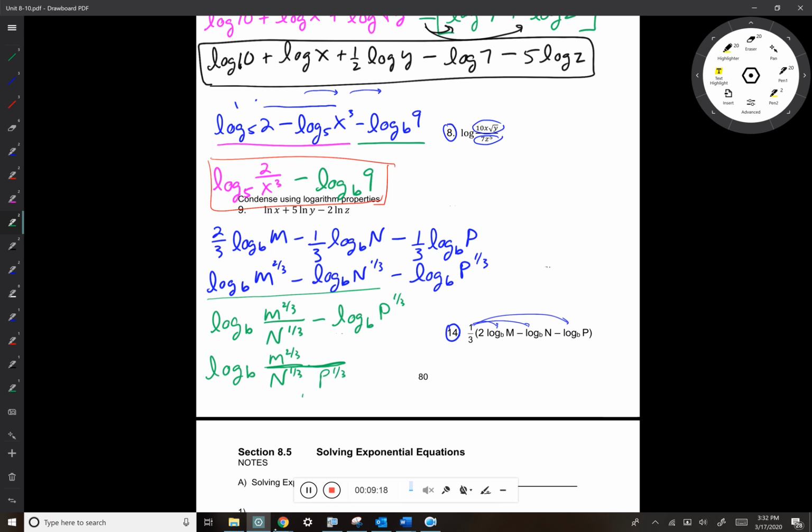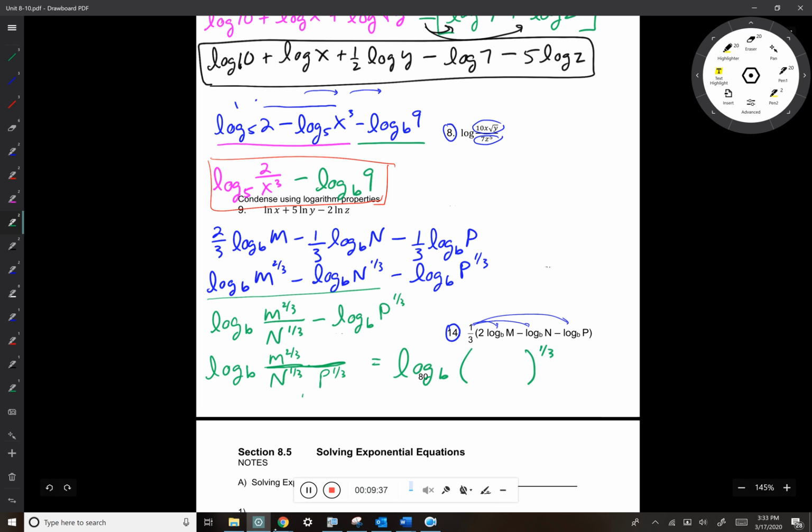Now some of you were saying, hey, that's not what you had for your answer. Well, yeah, it kind of is, because if they all have a 1/3, can't I think of that as log base b of this whole thing to the 1/3, right?